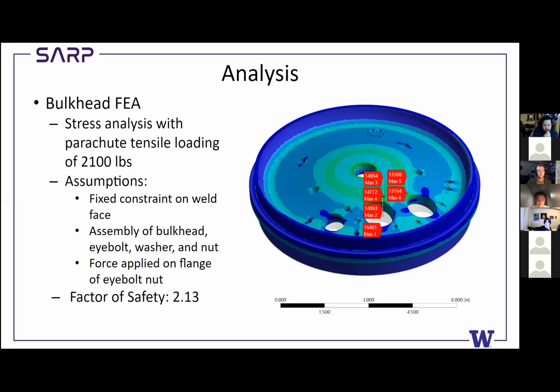All right, in terms of analysis, this is all things we did last year, and thankfully, since we haven't changed anything on this, it was all readily available. So this is a pretty thorough analysis. Stress analysis of the parachute tensile loading came out with a fixed constraint on the weld face where it's connected to the cage, and we put an assembly of the eye bolt, washer, and nut to transfer the load, and the load was applied on the flange of the eye bolt nut. At a factor of safety of 2.13, which is within our range, it was excellent. It's very light.